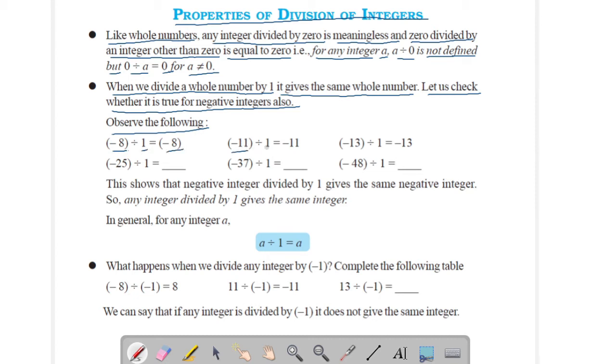Minus 11 divided by 1 equal to minus 11. Minus 13 divided by 1 equal to minus 13. Minus 25 divided by 1 equal to minus 25. Minus 37 divided by 1 equal to minus 37. Minus 48 divided by 1 equal to minus 48.